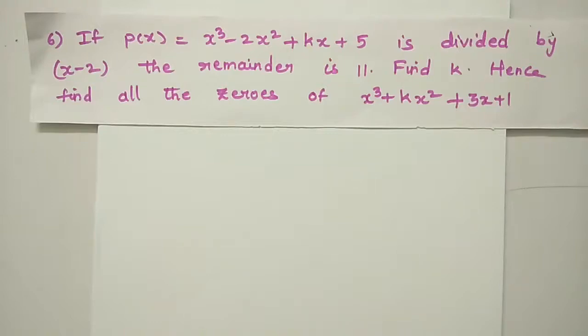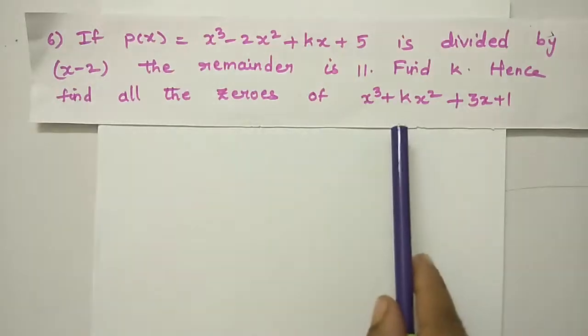The remainder is 11. Find k. Hence, find all the zeros of x cube plus kx square plus 3x plus 1. Here two polynomials are given.